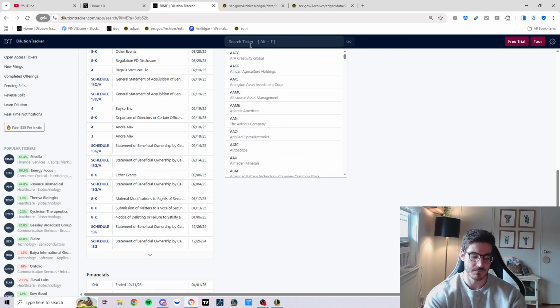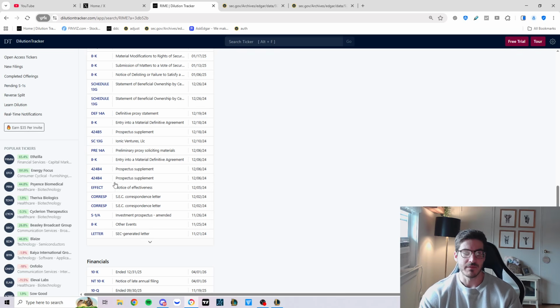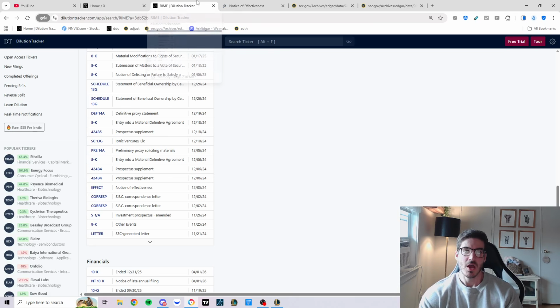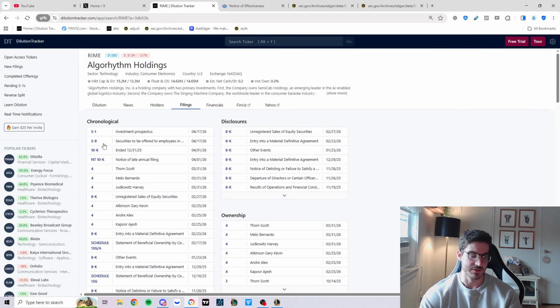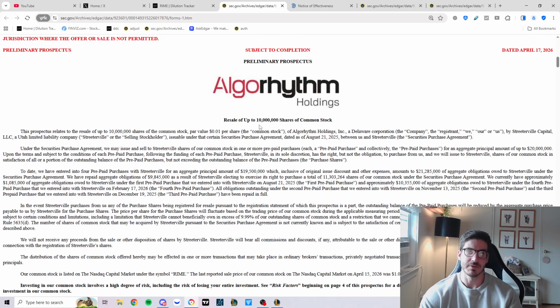Let's just go to a new ticker. Okay, here we go. When a company files an S1, for them to be able to use the S1, they have to then file a notice of effectiveness. That's this here. When you click notice of effect, that means the dilution is activated and able to be used. Until you see an effect for whatever S1 or S3 it is, like this one, it cannot be used.